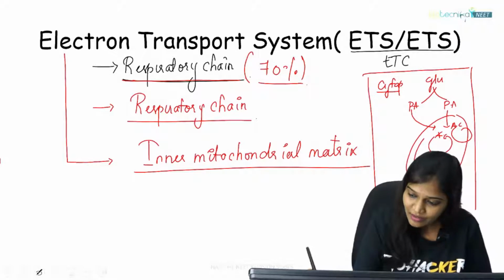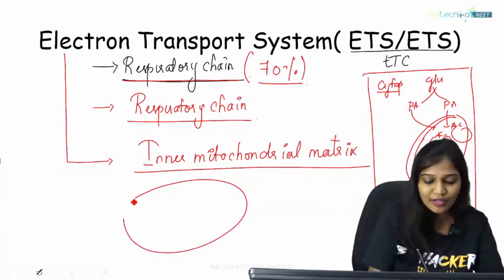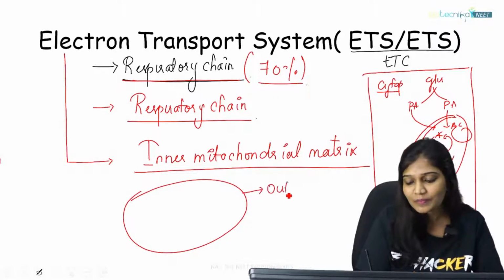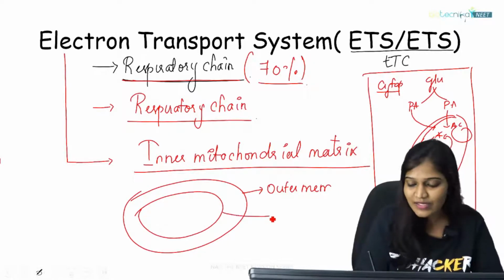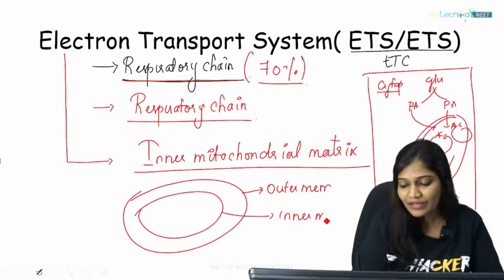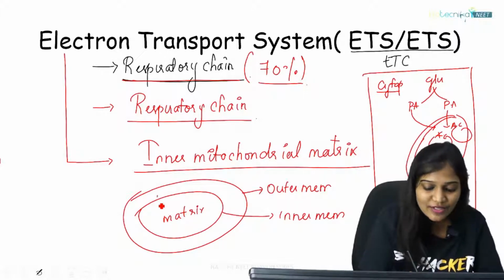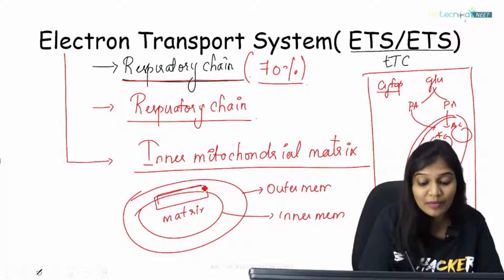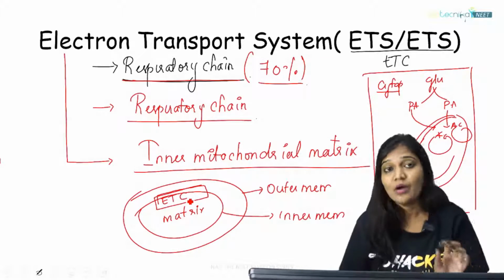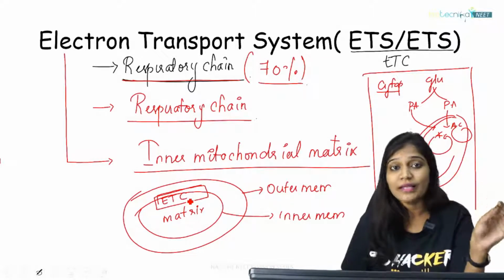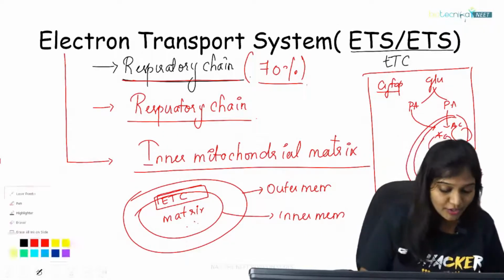So this is the inner mitochondrial membrane. Let's draw the mitochondria. This is the outer membrane, and this is the inner membrane. And this is the matrix. ETC takes place in this region, the inner membrane. Please remember, ETC takes place in the inner membrane of the mitochondria, whereas the Krebs cycle and pyruvic acid decarboxylation take place in the matrix.